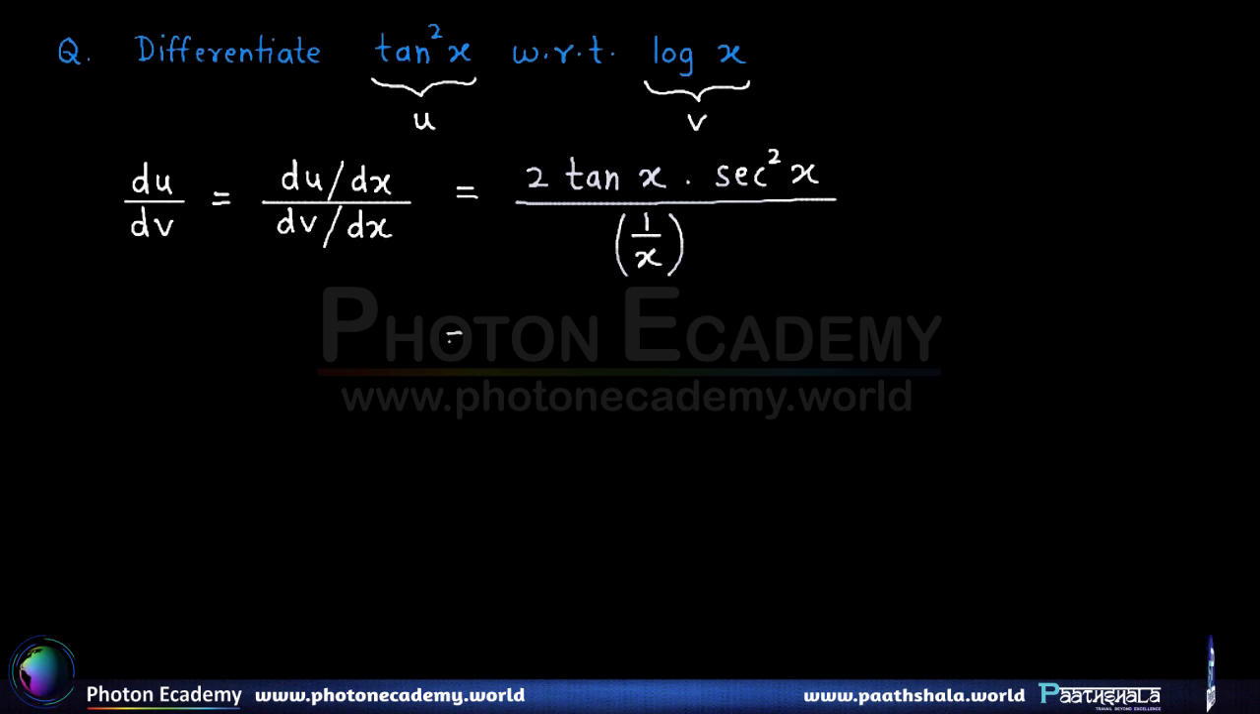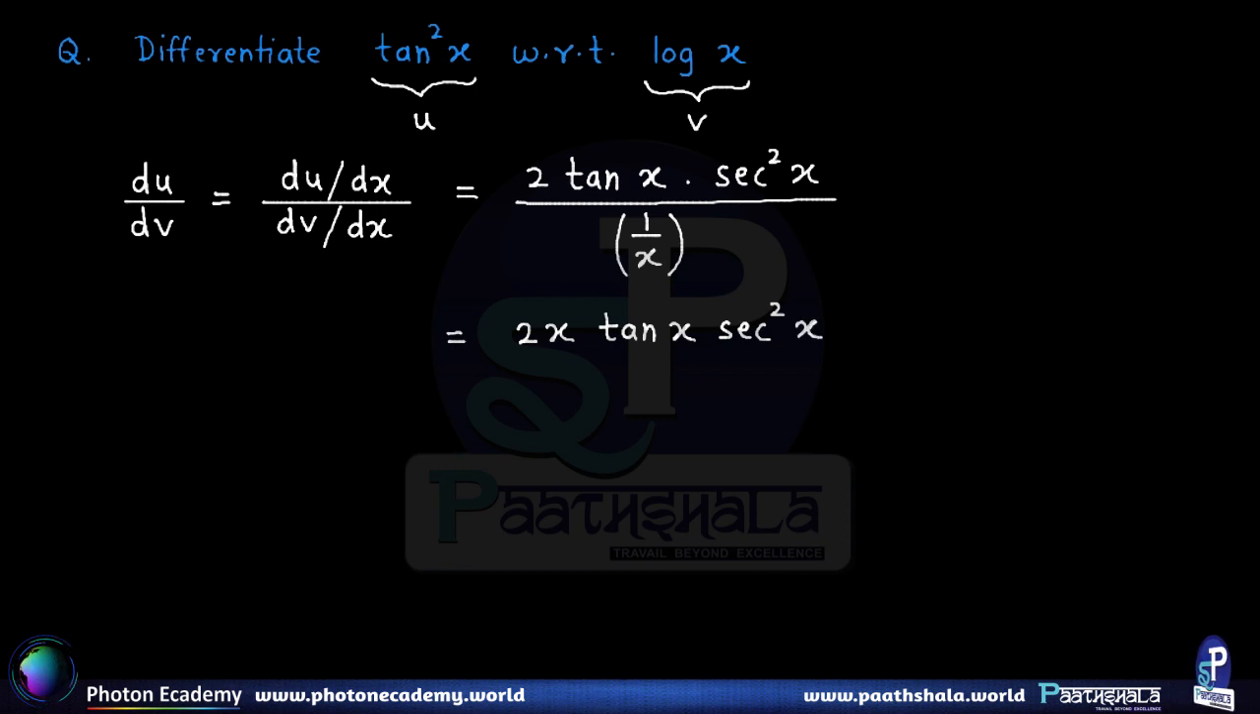That's it. So if we want, we can take that x in the numerator and we'll have 2x tan x into sec square x. That's the answer.